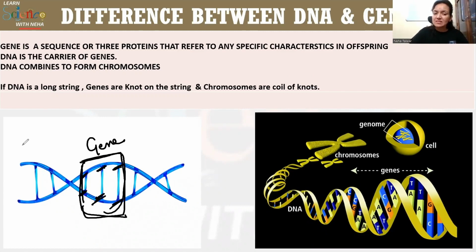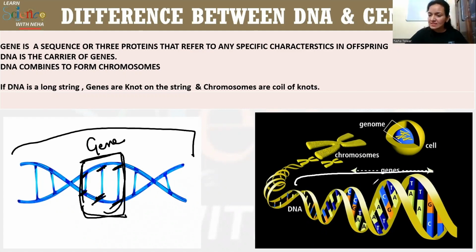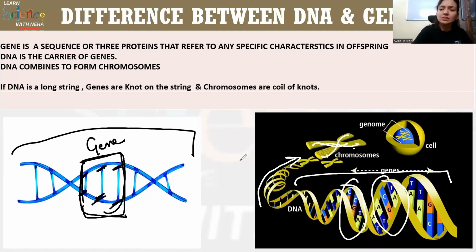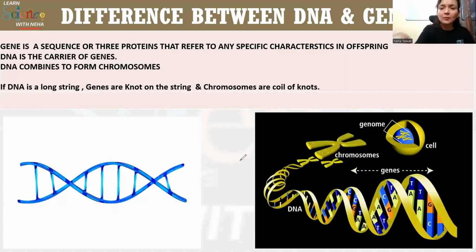Okay. So these genes, they will combine to form a DNA. If I see on your right side, this whole is DNA, and these are the set of genes which are formed. And DNA is moving towards forming a condensed structure which is called a chromosome, which undergoes division at the time of reproduction. So gene, I am reading it out now. Gene is a sequence of 3 proteins that refer to any specific characteristic in offspring. DNA are carriers of genes. DNA carries the genes. DNA combines to form chromosomes, I showed you.